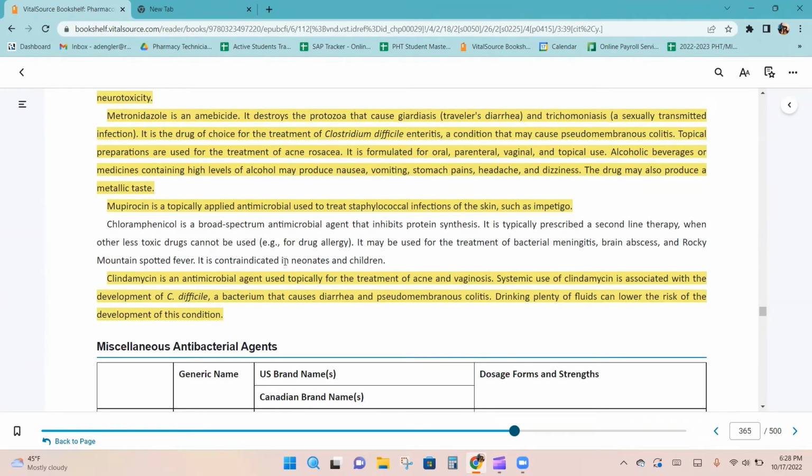Metronidazole is an amoebicide. It destroys the protozoa that causes giardiasis, traveler's diarrhea, and trichomoniasis, a sexually transmitted infection. It is a drug of choice for the treatment of C. diff and enteritis, a condition that may cause pseudomembranous colitis. Topical preparations are used for the treatment of acne rosacea. It is formulated for oral, parenteral, vaginal, and topical use. Alcoholic beverages or medicines containing high levels of alcohol may produce nausea, vomiting, stomach pains, headache, and dizziness. The drug may also produce a metallic taste.